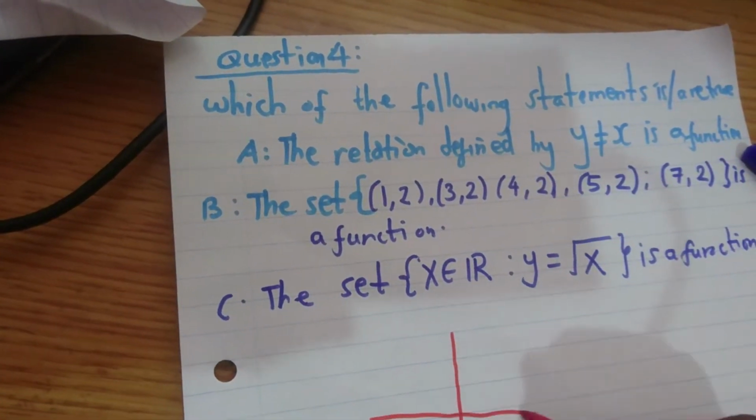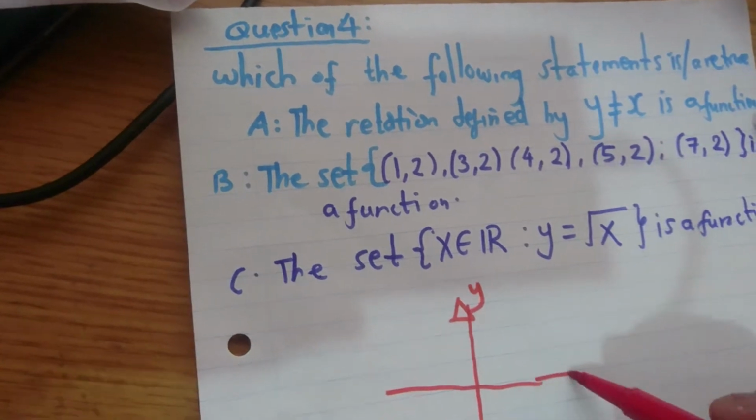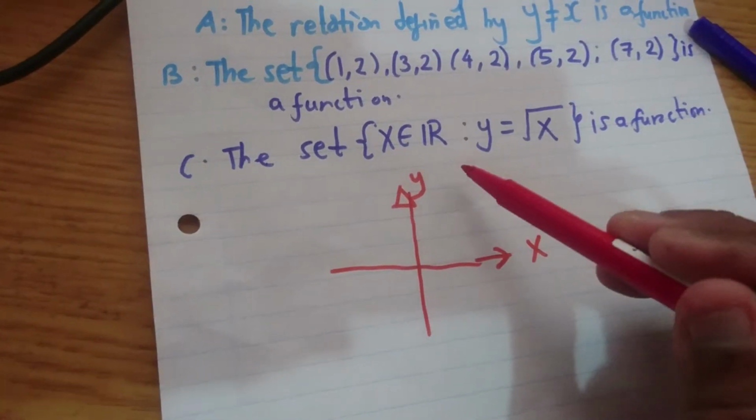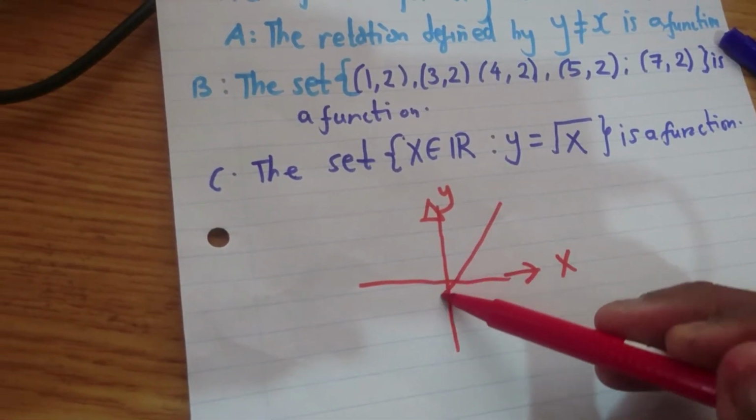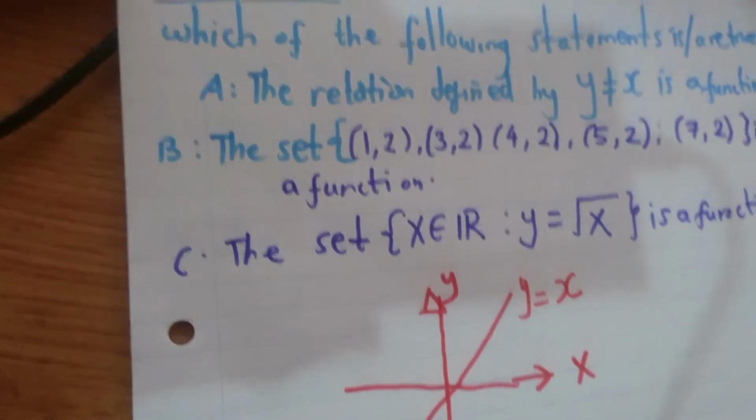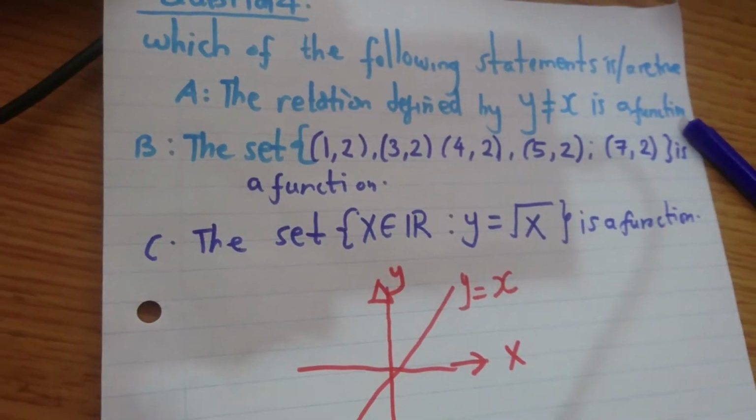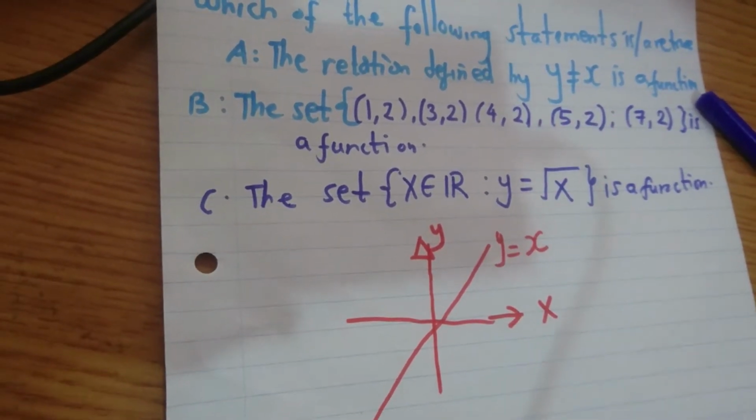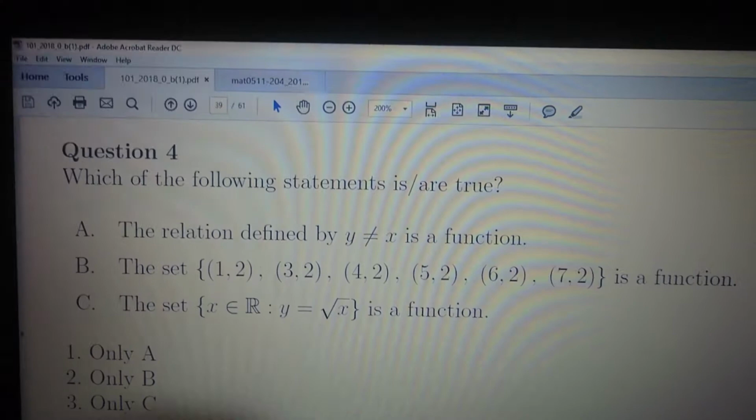If I have a Cartesian plane, this is y and this is x. Y equal to x is a line here. This is y equal to x. So now when you say y is not equal to x, what does that mean? It means everywhere else. We go to question 4.